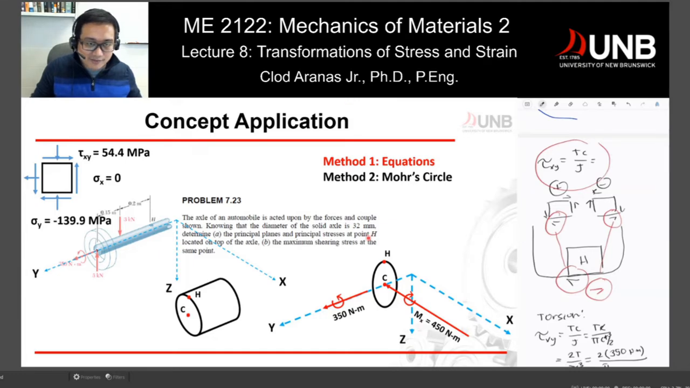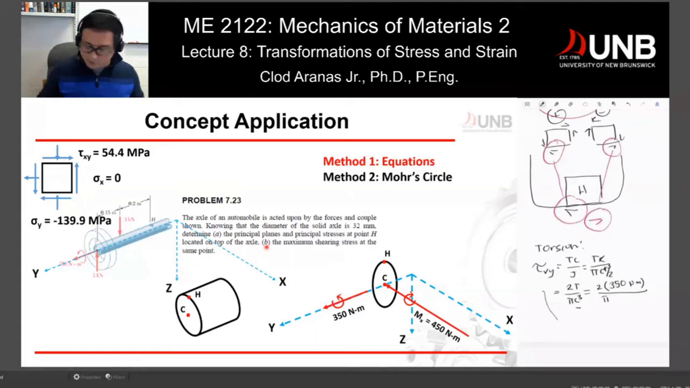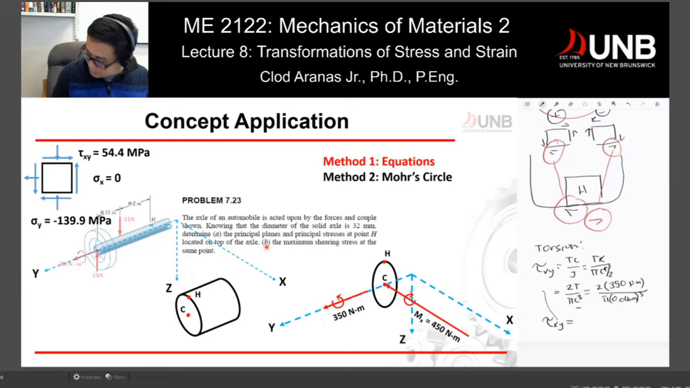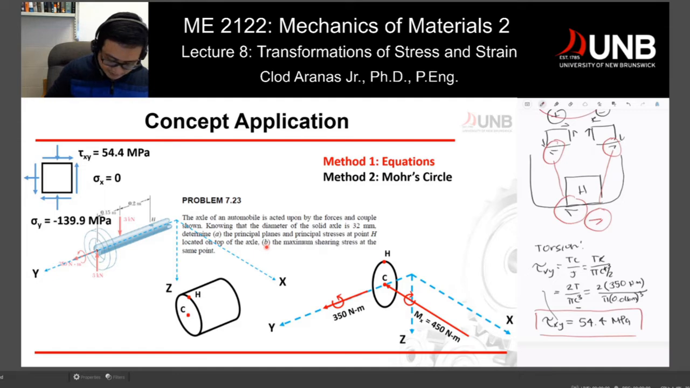Now your c is given in the problem separately here as 32 millimeter. I'm going to divide it by 2 because it's the diameter and we need the radius. Take note that your c is the radius, so I have to divide it by 2. That would give me 0.016 meter, so I converted it into meter. Raised to 3, and then my tau xy would be equal to 54.4 MPa. So that would be my answer for tau xy.